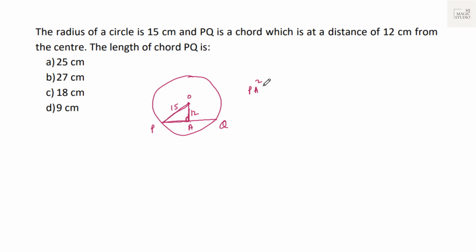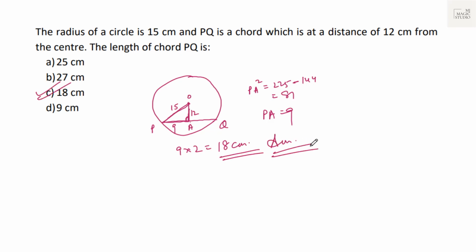So PA square is 15 square, 225, minus 12 square, 144, that is 81. That means PA is 9. So the length of the chord PQ is 9 into 2, that is 18 centimeter. Option C is the pick. The theorem goes like this: the line joining the center to the midpoint of a chord of a circle is perpendicular to the chord, and the converse is also true. That is what we are using.